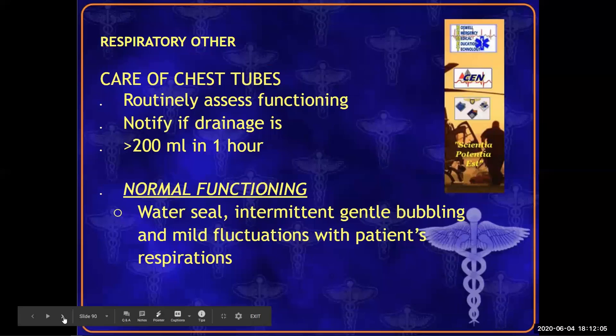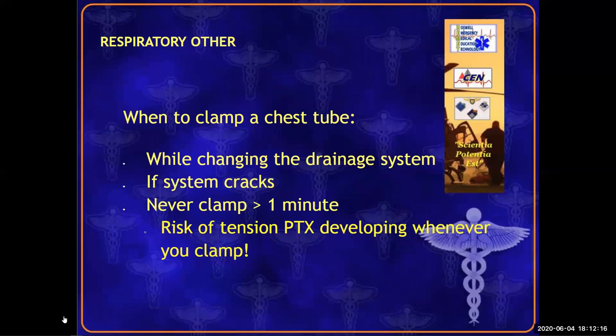Right. So it is an invasive device, so we need to routinely assess it. When you clamp a chest tube, some people say never. The risk of clamping it is you can allow that air to build up in their chest cavity and cause that tension in the thorax. However, you never want this open to the outside world. You're going to lose the benefit of that negative pressure you've been trying to accumulate for their hemo or their pneumo. So anytime you have to disconnect the system, you do need to clamp it, all right?